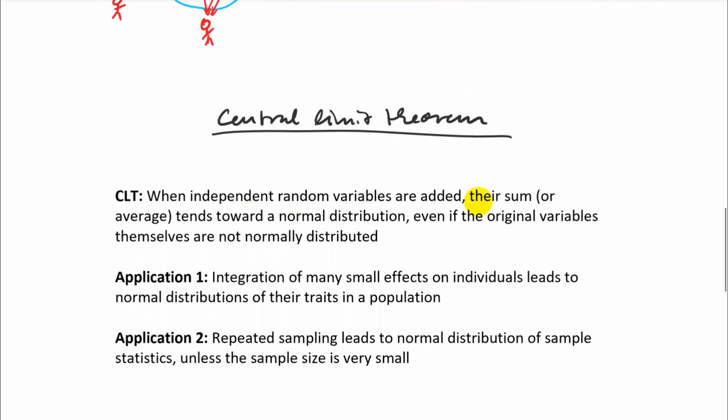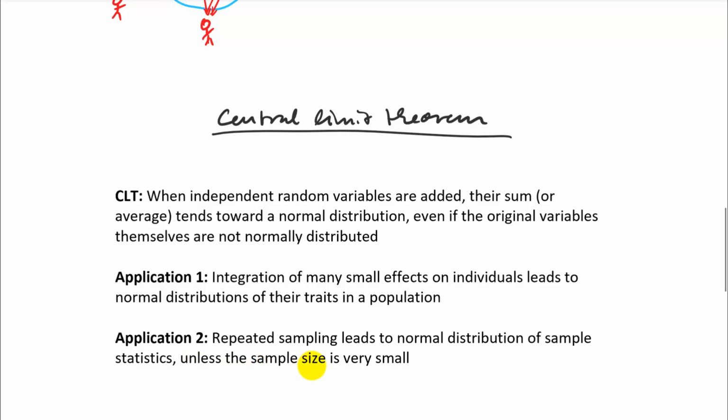When independent random variables are added, their sum or average tends toward a normal distribution, even if the original variables themselves are not normally distributed. And so this central limit theorem has two applications. One is that it explains why you have normal distributions in the first place. It's the integration of many small effects on individuals that lead to normal distributions of their traits in a population. And application number 2 is that repeated sampling leads to normal distributions of sample statistics, like the mean, unless the sample size is very small.